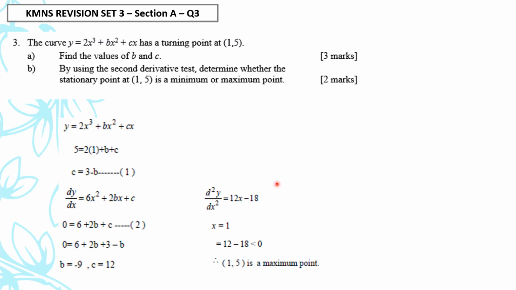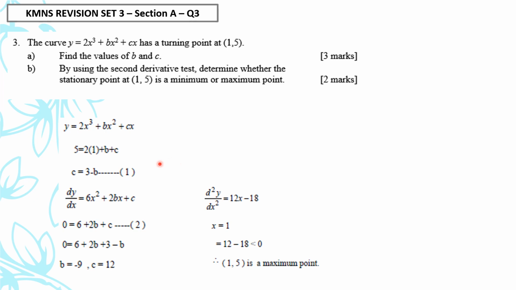Lastly, for section A, Set 3, it gives you the function for the curve y equals x cubed plus bx squared plus cx. And it says it has a turning point at (1, 5). So what we need to do here is, first, you have to find the values of b and c. So how to find the values of b and c here? We just substitute. When x equals 1 and y equals 5, we get one equation.